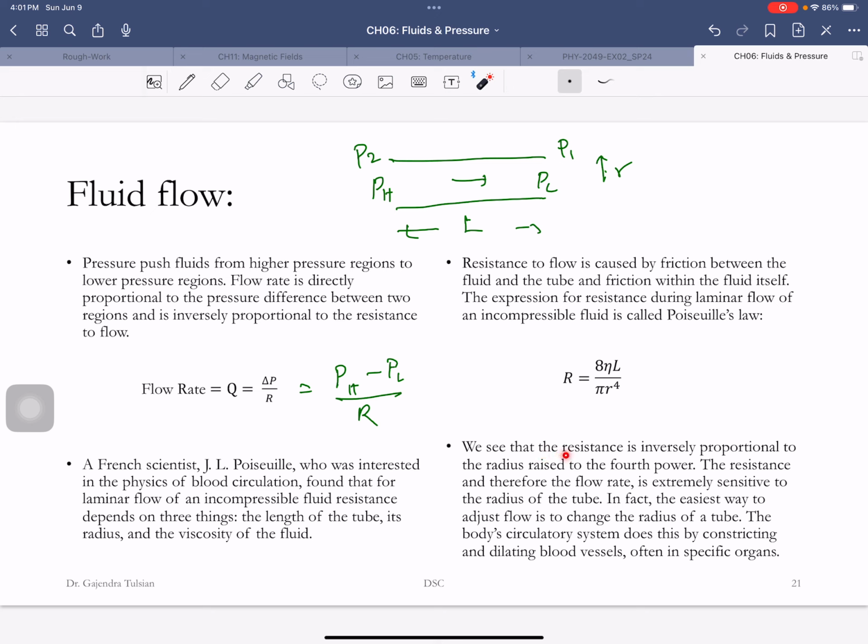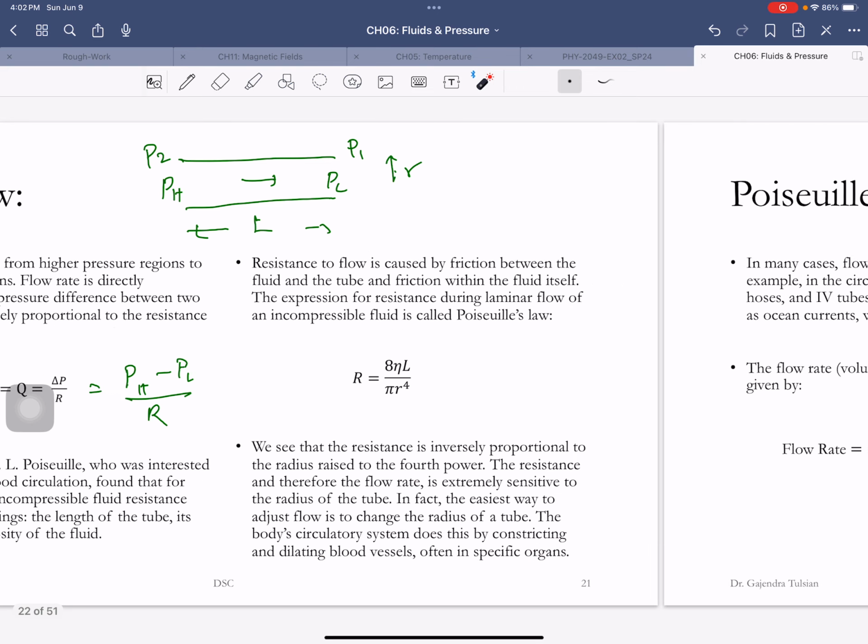So we see that the resistance is inversely proportional to the radius raised to the 4th power. The resistance, and therefore the flow rate, is extremely sensitive to the radius of the tube. In fact, the easiest way to adjust flow is to change the radius of a tube. The body's circulatory system does this by constricting and dilating blood vessels, often in specific organs. That's one of the easiest ways the body controls flow rates.